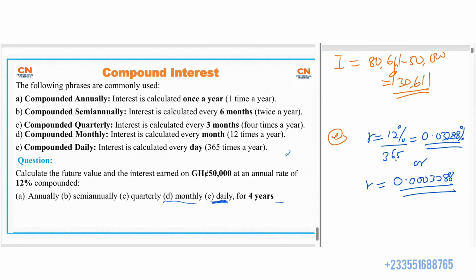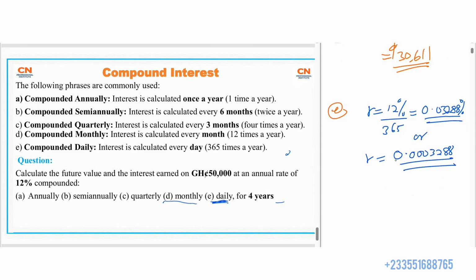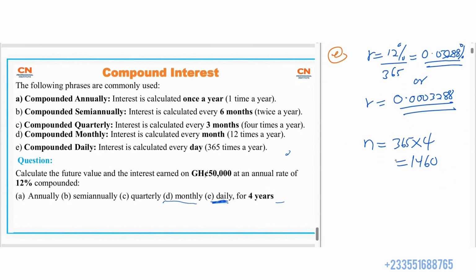Then your n will be equal to, if it's compounding daily, in a year it will compound 365 times. Then in 4 years, multiply by 4. 365 times 4 will give us 1460.